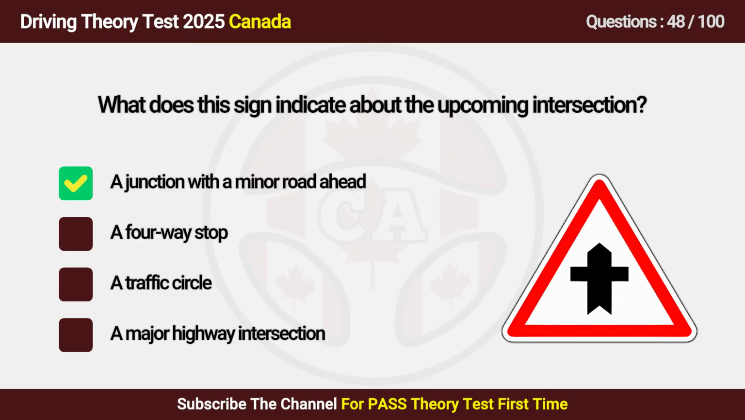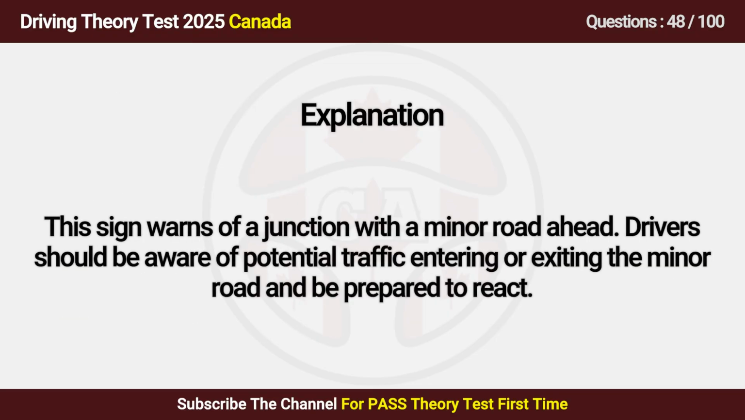Answer is A. A junction with a minor road ahead. This sign warns of a junction with a minor road ahead. Drivers should be aware of potential traffic entering or exiting the minor road and be prepared to react.